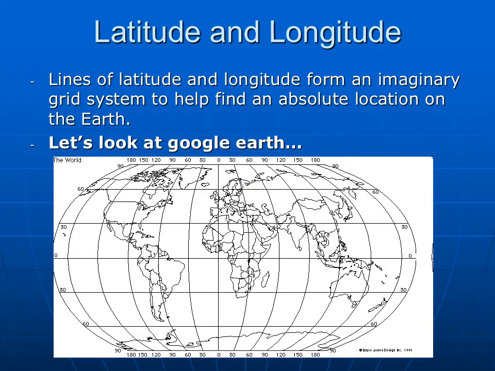Latitude and longitude. Lines of latitude and longitude form an imaginary grid that help us find absolute location on the surface of the Earth. We're going to pause now to take a look at Google Earth.